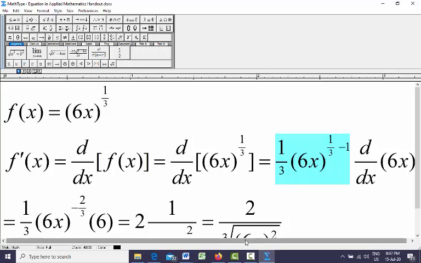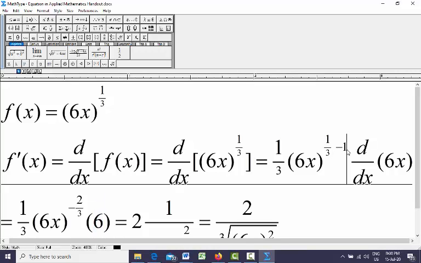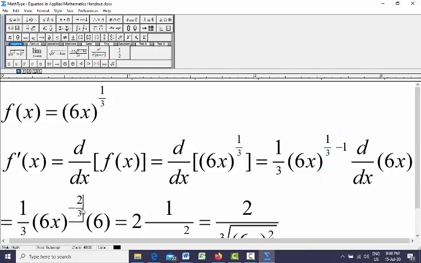And then we need to do differentiation of the inside material. Inside we have 6x. If you do differentiation of the inside material, you will get 6. Right. So now 1/3 minus 1. This 1/3 minus 1 is equal to minus 2 by 3. Right.